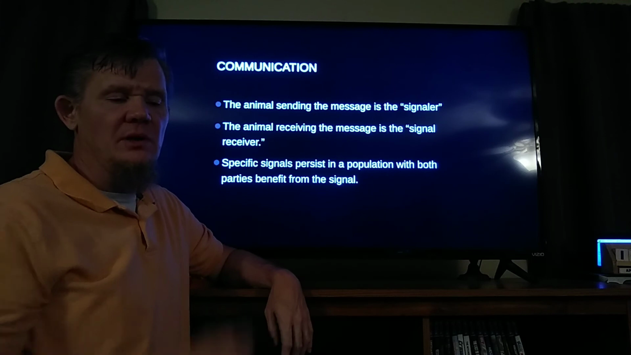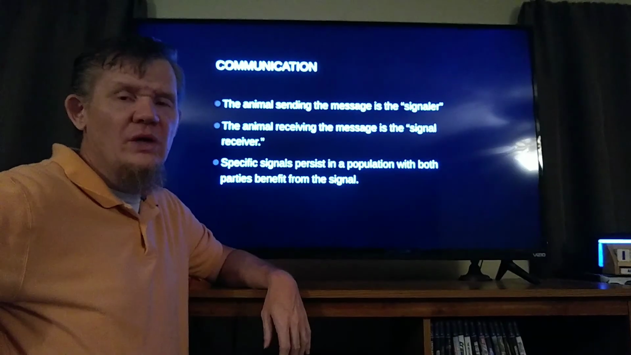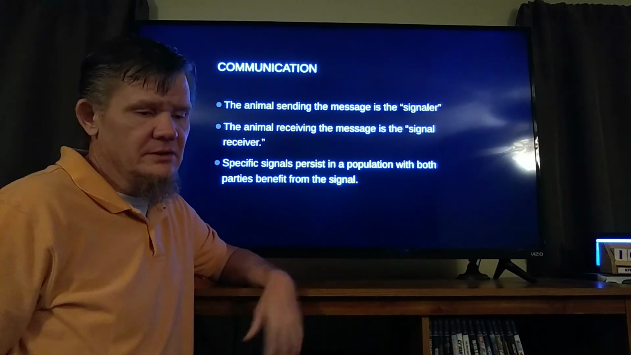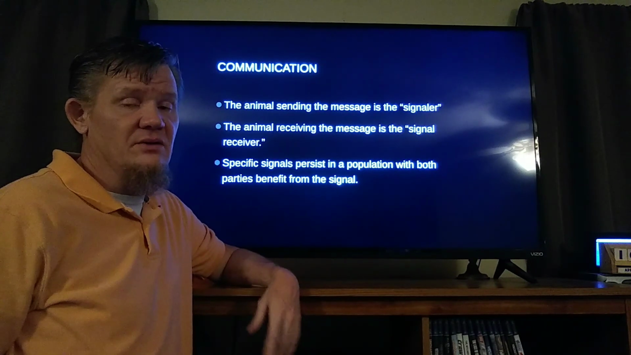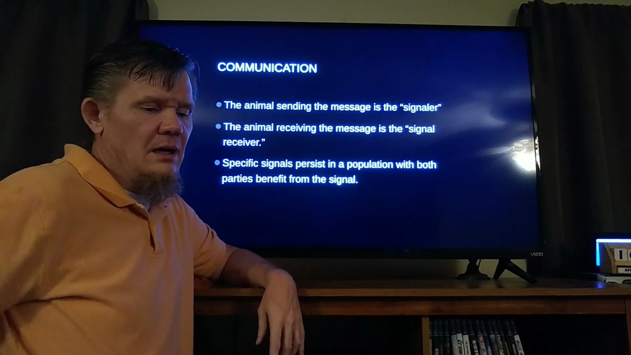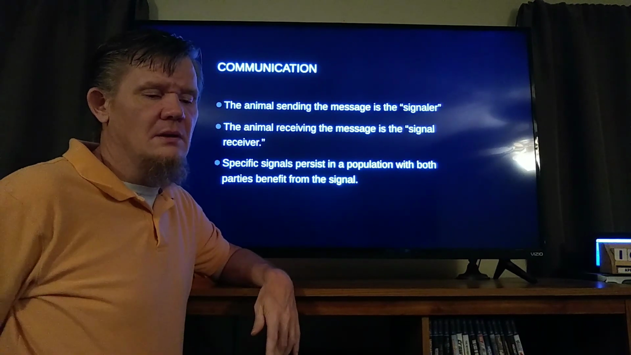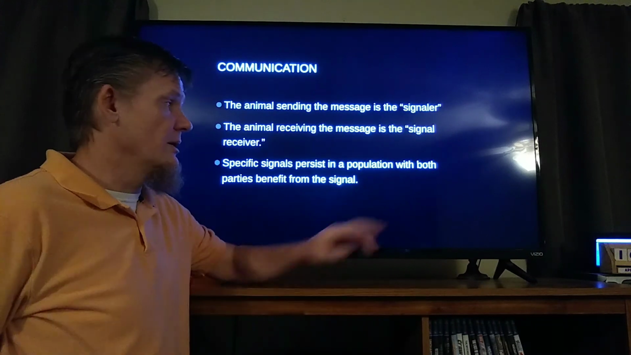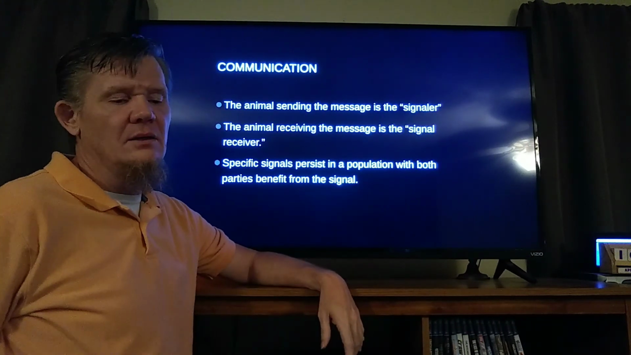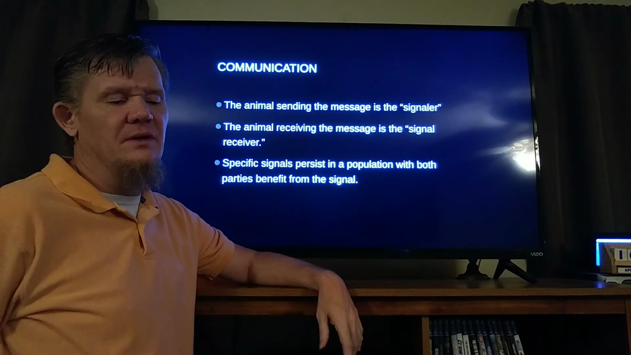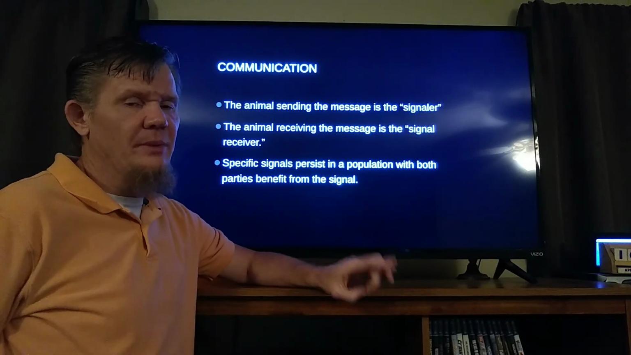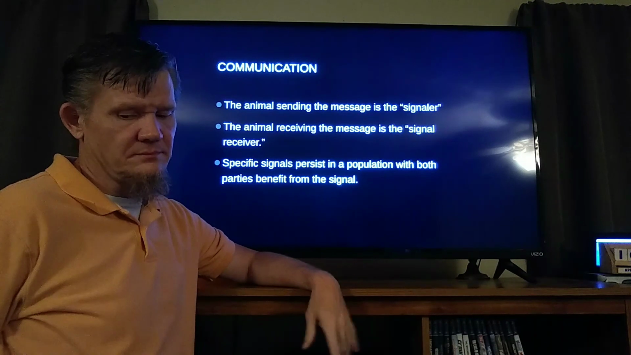When talking about communication, we have at least two individuals. The one sending the signal is called the signaler, and the one who is receiving it is called the signal receiver. Signals will persist in a population when both parties benefit from the signal. That is very important. Let's go back to the rattlesnake.